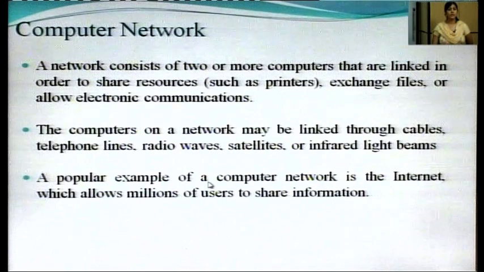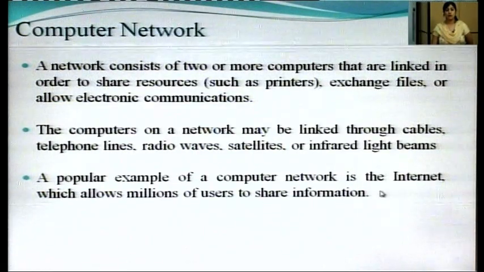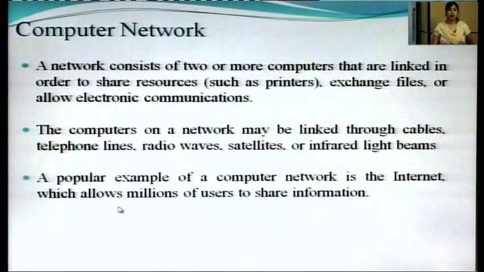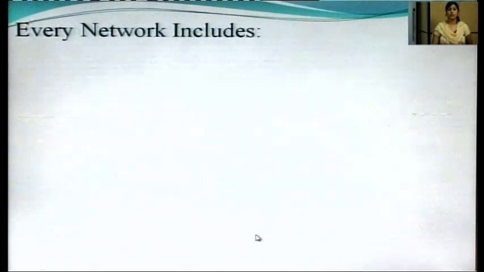Now, a proper example of a computer network is the internet. This is the difference between a computer network and the internet. A set of computer networks forms an internet, which allows millions of users to share information. Many users sitting in any country, any city can share information with each other by way of the internet and computer networks.